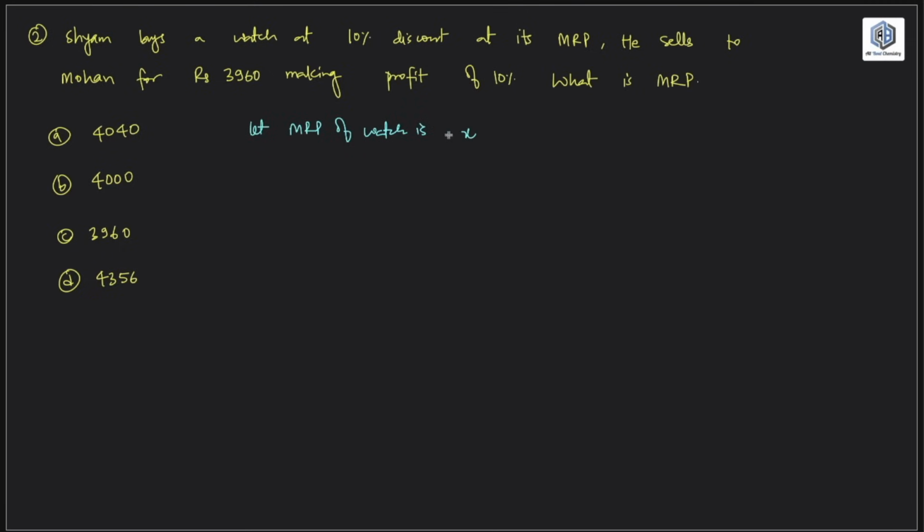Let's say it is X rupees. So what was the cost price for Shyam? That was the MRP minus the 10% discount. So it is x minus 10% of x, that means x minus 10/100 into x. If you solve this, you will get x minus 0.1x, or you can say 0.9x. That is the cost price Shyam has got. The selling price is already given to you, it is rupees 3960.